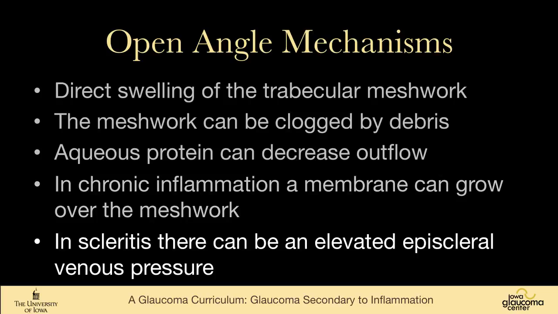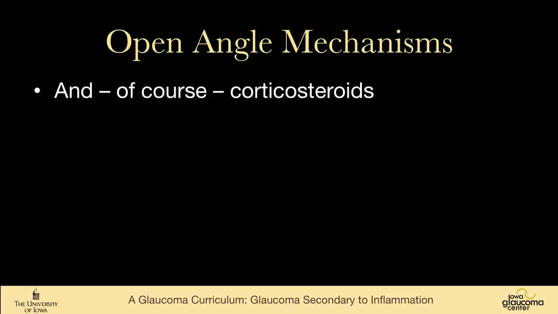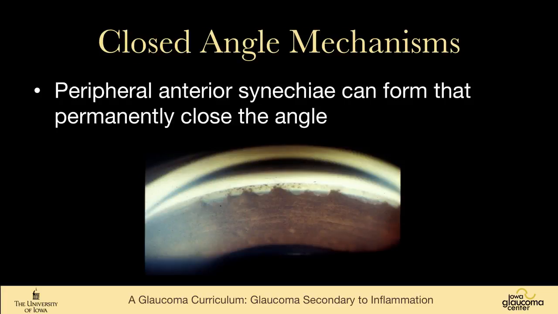And lastly, the special case of scleritis, there can be an elevated episcleral venous pressure that prevents aqueous outflow. And of course, corticosteroids, and we'll keep coming back to that because the steroids and the inflammation really make this hard sometimes to puzzle out. Closed angle mechanisms, one can have peripheral anterior synechia that form in areas where there's an accumulation of inflammatory debris in the angle and permanently close the angle.